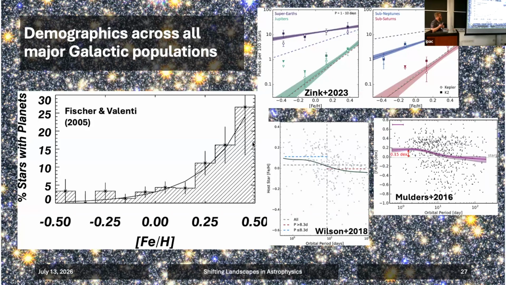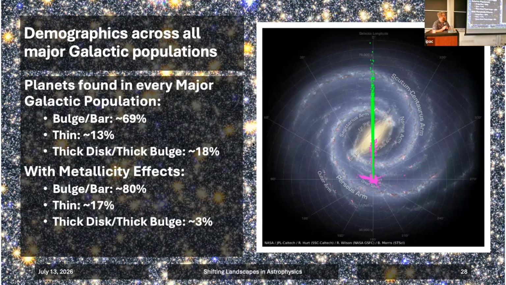And so planet occurrence is correlated with metallicity. There's a bunch of studies that say that. And if you account for that, then all of a sudden the fraction of planets we find in the thick disk and the thick bulge is down to about 3%, and these numbers change pretty drastically.